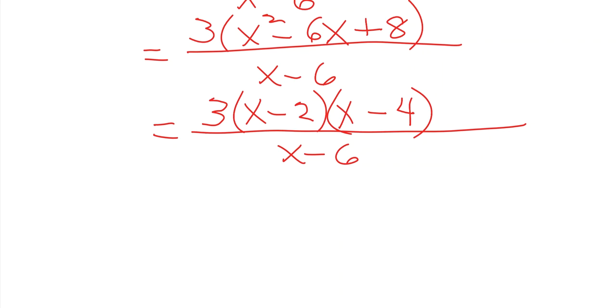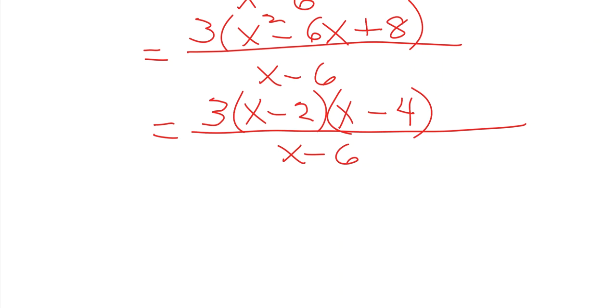And the excluded value will be that value of x for which the denominator equals 0. Because anything divided by 0 is undefined, meaning it will shoot off to infinity and we can't simplify it. It'll just be undefined. So therefore we exclude that value of x that creates 0 in the denominator, which happens to be x equals 6.